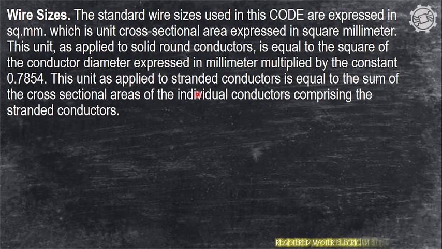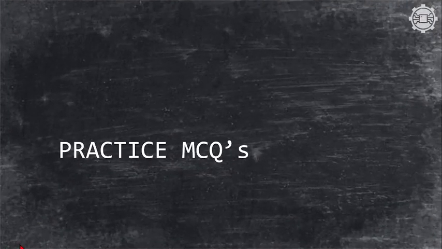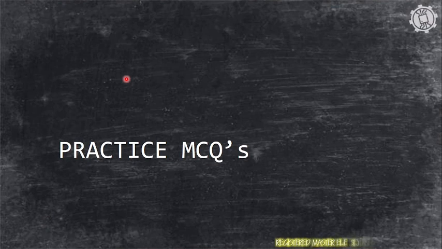So this unit, as applied to stranded conductors, is equal to the sum of the cross-sectional areas of the individual conductors comprising the stranded conductor. Let me repeat, the wire sizes for the Philippine Electrical Code Part 2 are in square millimeter. The diameters are in millimeter. So, if you are going to follow the Philippine Electrical Code Part 2, you will not use AWG or circular mil. Okay? And I believe that is the last definition of terms for the Philippine Electrical Code Part 2.